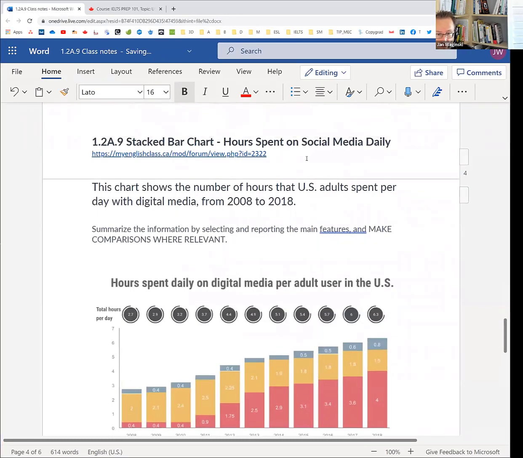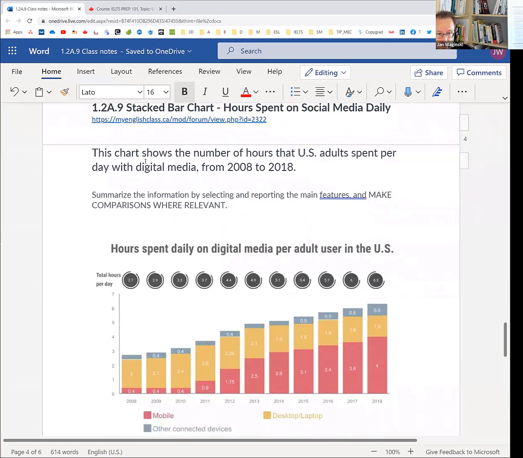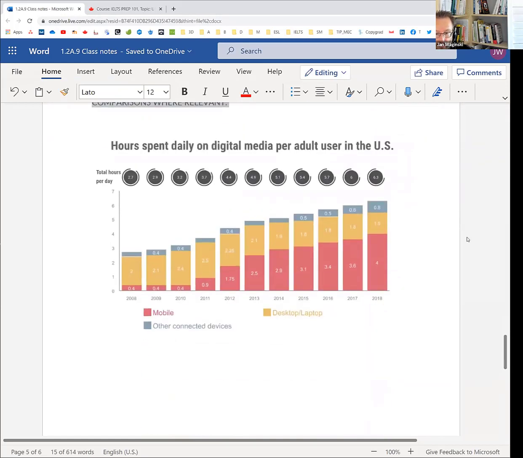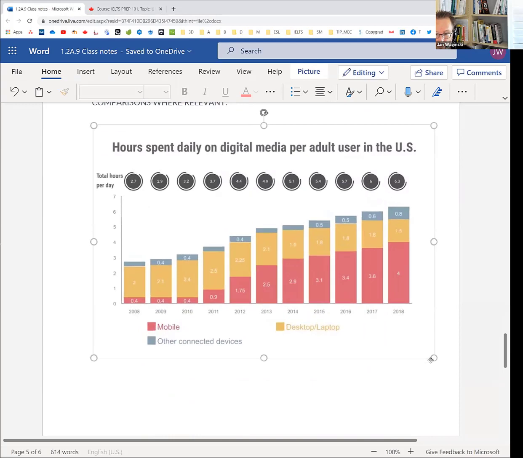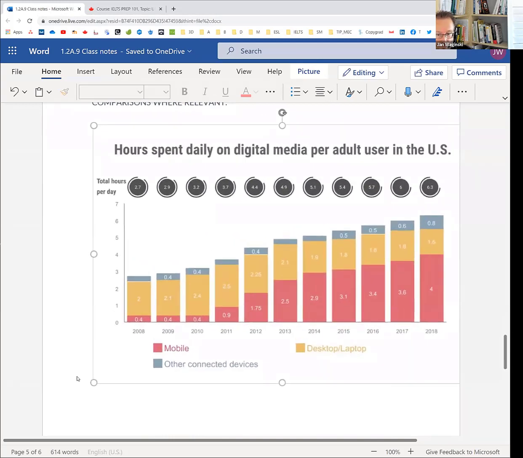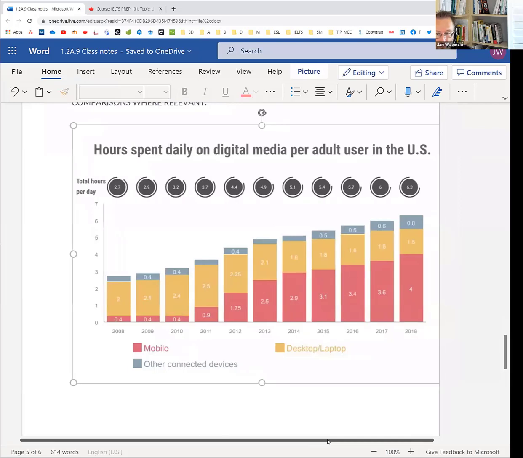It's a stacked bar chart, hours spent on social media daily. So this chart shows the number of hours that US adults spent per day with digital media from 2008 to 2018. Summarize the information by selecting and reporting the main features and make comparisons where relevant. All right, so just take a few moments to have a look at the chart and then go ahead and ask any questions if there's anything that's not clear about it. Okay, any questions about this one?